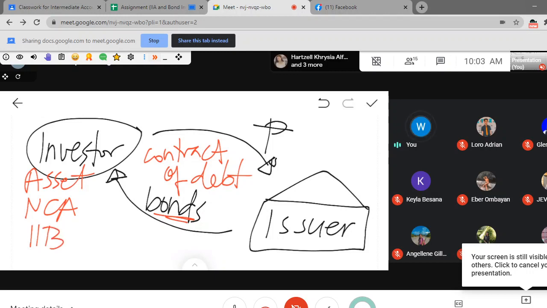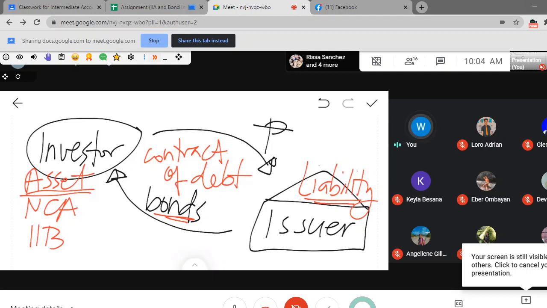Okay? Now, if this is a contract of debt and an asset for the investor, for the issuer, this is a liability. Unsa ganitong bond? Unconditional promise to pay. Therefore, naa siya'y liability nga mobayad gyud siya. Walay kondisyones. Okay? So, this is how we account or this is the concept of investment in bonds.